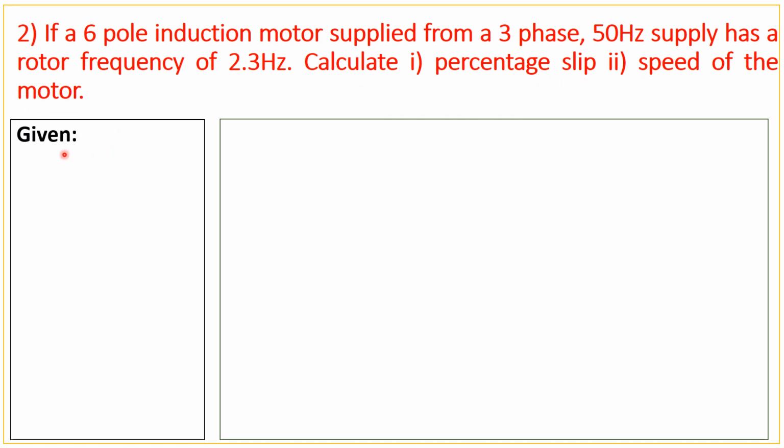So given, P is equal to 6, because the induction motor has 6 poles, and F is equal to 50 hertz and the rotor frequency Fr is equal to 2.3 hertz. So by using these, I have one relationship, right? Fr is equal to S into F. So using that I can find the slip.